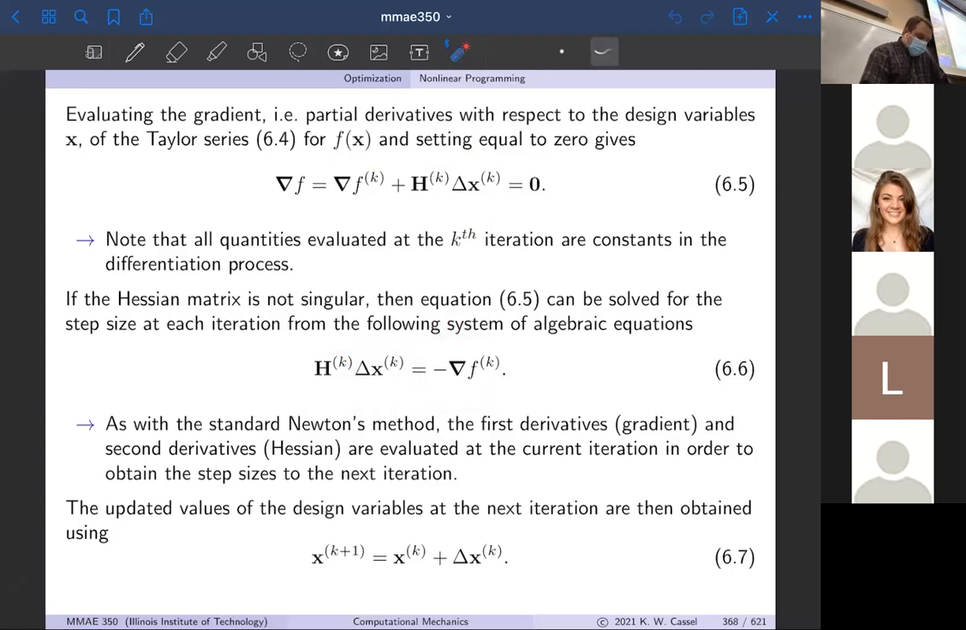Now you think, how does this relate back to the original? So here's the original Taylor series as we had it for root finding. It was delta x equals minus f of xk over f prime of xk.